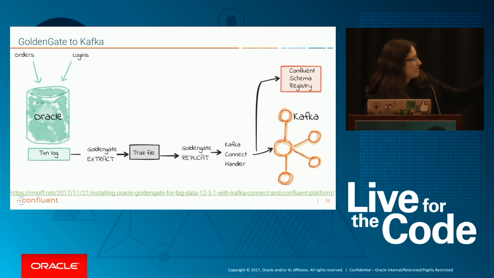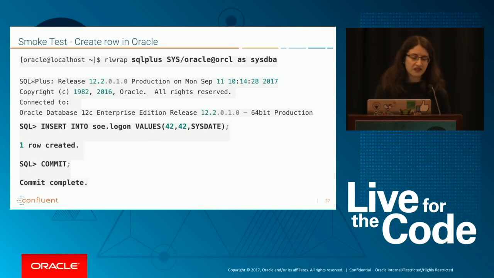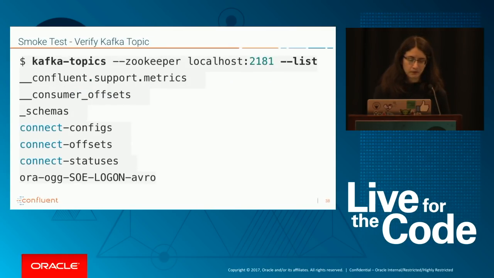But you can see we have an entire blog post on how to install Golden Gate and get your data into Kafka. But then, suppose that you somehow made it, what is really important is to validate that it works. So you'll want to insert some rows into Oracle. Make sure that you have the right topic existing in Kafka. So you list the topics, and here we go.